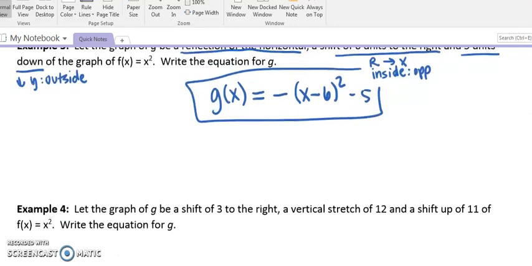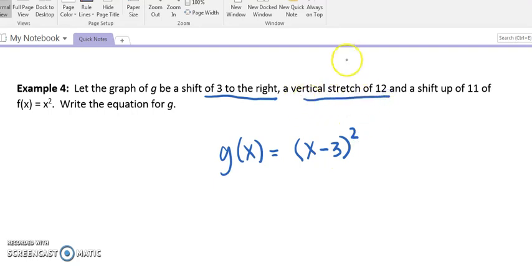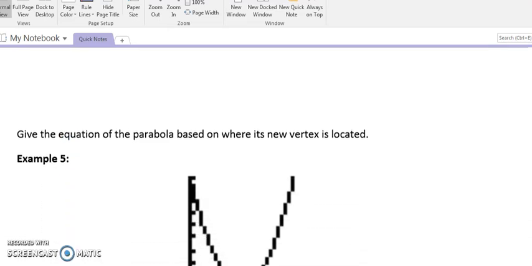Feeling good? Let's keep it going. Shift of 3 to the right. So left, right affects x, and it's the opposite than you would think. So 3 to the right would actually be minus 3. A vertical stretch of 12. Vertical stretch. So we're stretching it this way. That's up, down. That affects your y, so it goes on the outside. Right there. And a shift up of 11. So if it's going up, that's affecting your y. It goes on the outside too. Remember, if I'm going too fast, you can rewind and rewatch.